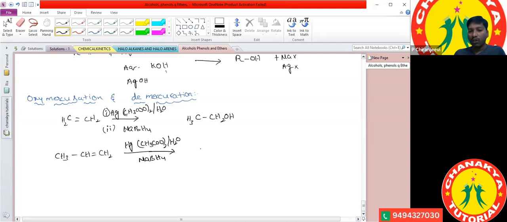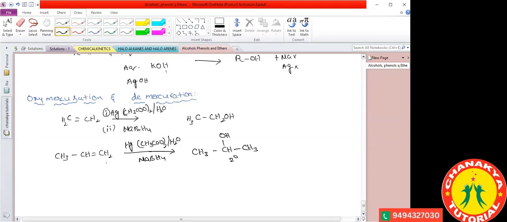Now, if the OH group is attached to the second carbon atom, what alcohol is formed? CH3-CH(OH)-CH3. It forms a secondary alcohol. Now you have clarity on the symmetrical and unsymmetrical cases. Got it? Yes, sir. Okay.